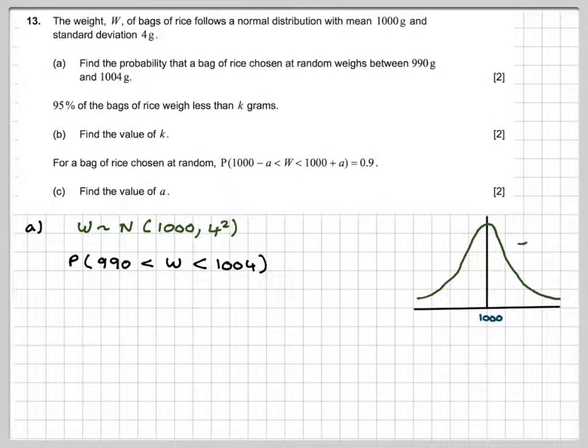Good idea to draw a diagram. Just do a quick sketch. The mean is in the middle, standard deviation right down. Mark on 990 over here and 1004 over here. We're after the area here in the middle.